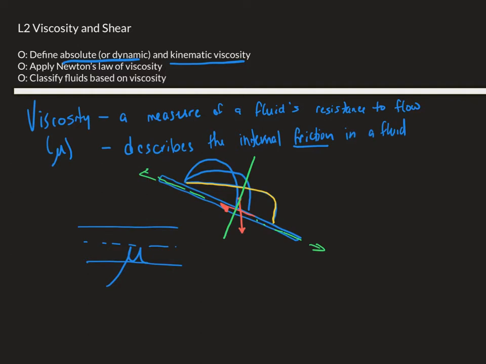Oh, there's a normal force in here too, if we wanted to be absolutely complete. So we've got a normal force, we've got gravity, and we've got a friction. And that's all external.